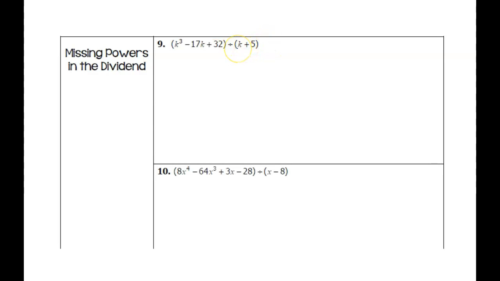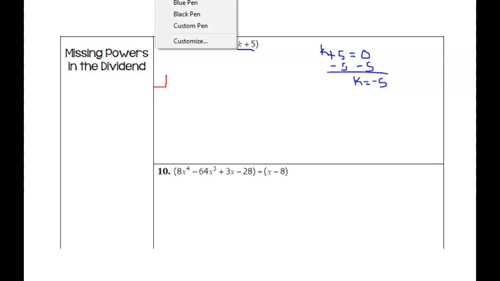So let's go through the steps again. I am going to divide this synthetically by starting with my linear factor, k plus 5. I'm going to figure out what the 0 is of that linear factor. Again, I'm setting this equal to 0, solving for k. Okay, well, my 0 is k equals -5. I'm going to do the next step. I'm placing my 0 inside of my box. So -5 goes inside my box.